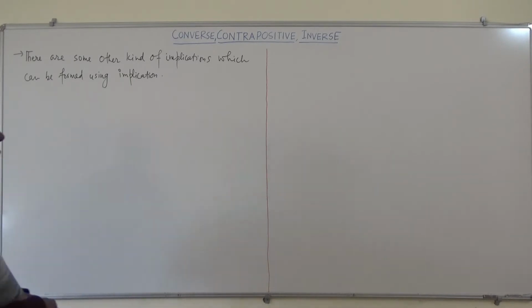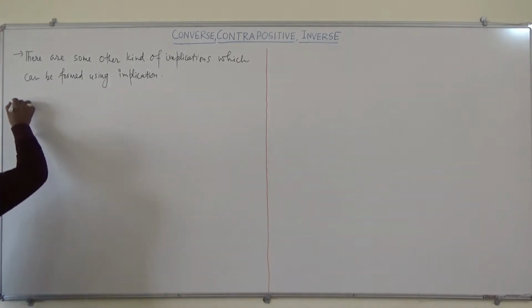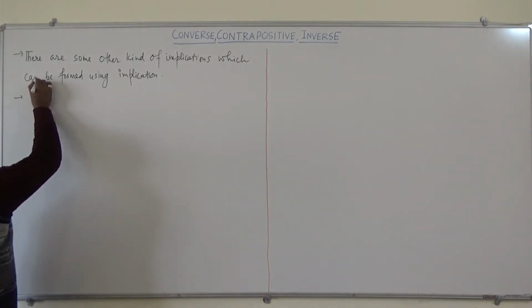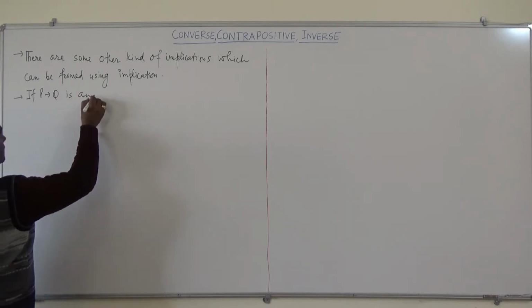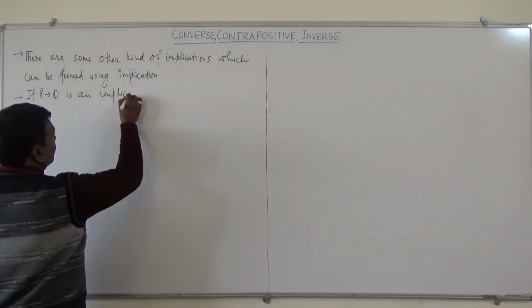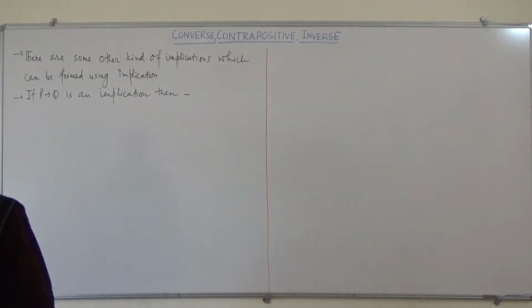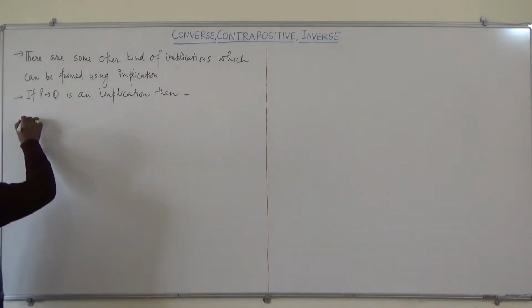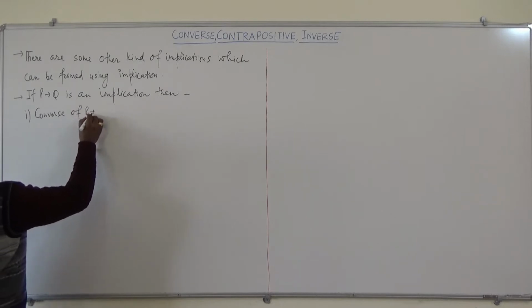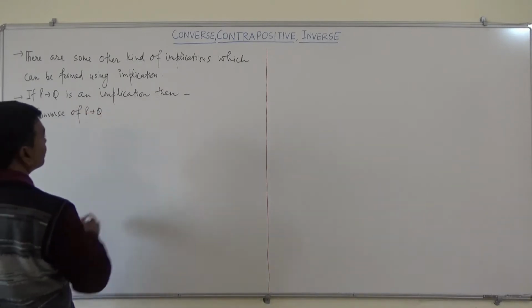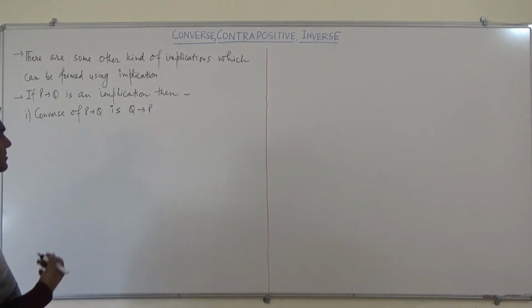If P implies Q is an implication, then its converse, or we can say the converse of P implies Q, is Q implies P. This is its converse.